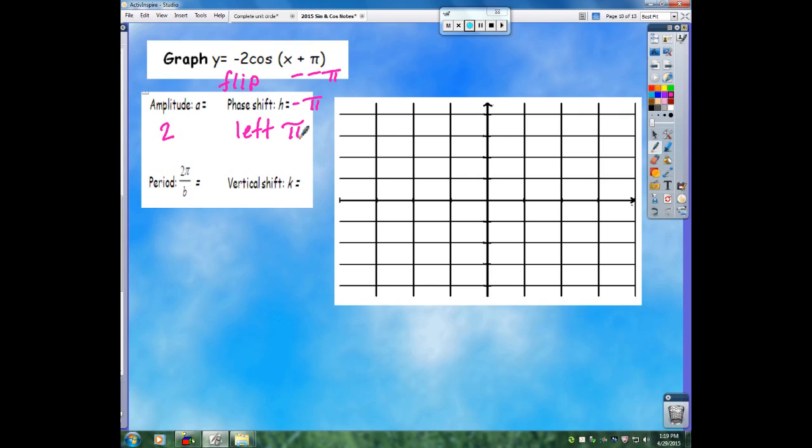All right, my period. There's a b of 1 there, so this is still going to be 2 pi. So my units here are going to be 0, pi over 2, pi, 3 pi over 2, and 2 pi. Good. All right, so now let's see. Our k is 0, so we're not going to change our baseline. All right, so let's put our units in there.